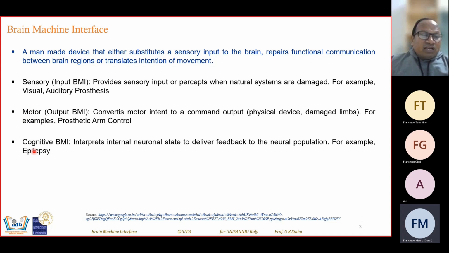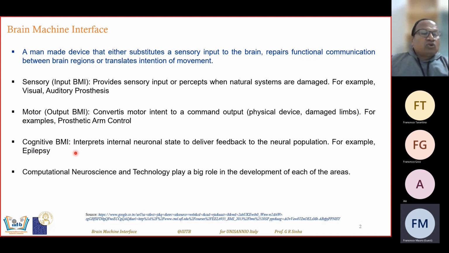So sensory, motor and cognitive are the major areas where BMI comes into the picture. In computational neuroscience and technology, this area plays an important role in the development of all these areas.